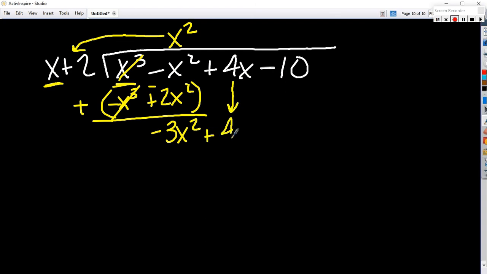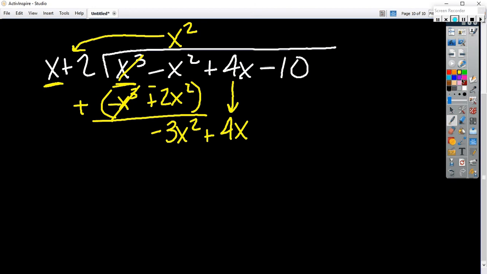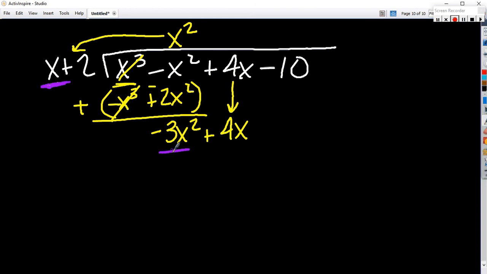Bring down the next term. Am I going too fast? Okay. X times what gives you negative 3x squared? Negative 3x. What do I do now? Multiply. Negative 3x times x, and negative 3x times 2, negative 6x.